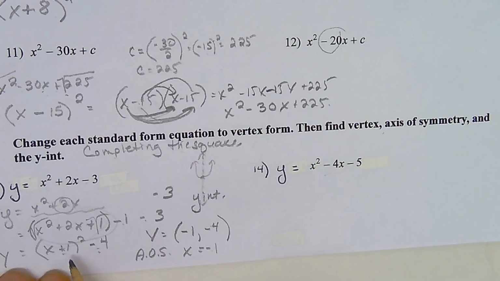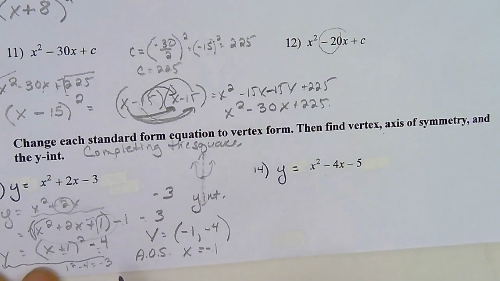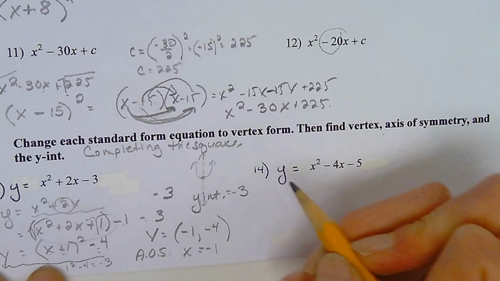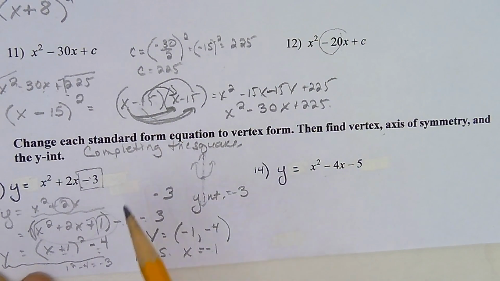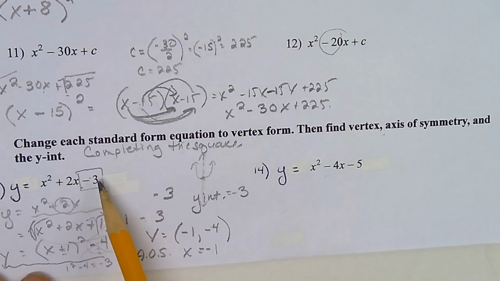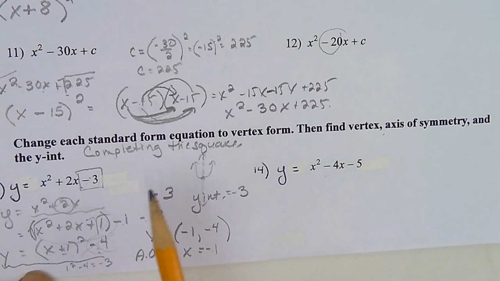If you let x equal 0 in this equation, then you'll find the y-intercept. And what happens is 0 plus 1 is 1 squared, so that's 1 minus 4, so that's negative 3. So your y-intercept is equal to negative 3. Or you could look at the standard form equation, and that's the y-intercept. So don't take it from the vertex form, that's wrong. You can take it from the standard form, or you can let x equal 0 in the vertex form and solve for it that way.